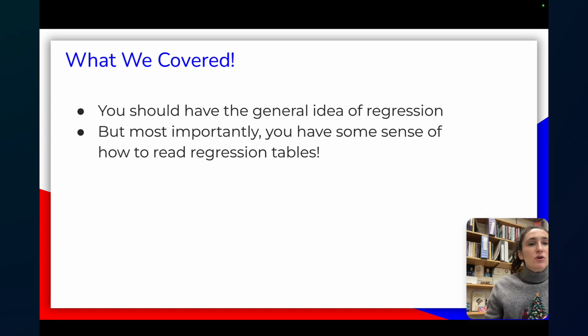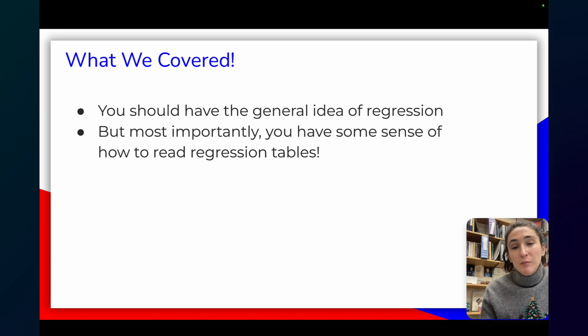Okay, so for what we covered today, you should have the general idea of what is in a regression, but more importantly, you have some sense of how to read regression tables. So regression tables are going to show up again and again and again in your upper division coursework as you read research articles. And it's really important that you understand how to interpret them. It's a great skill to have in your pocket because not everyone knows how to read those tables.